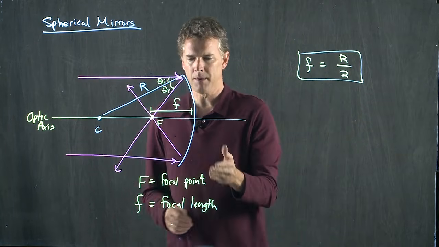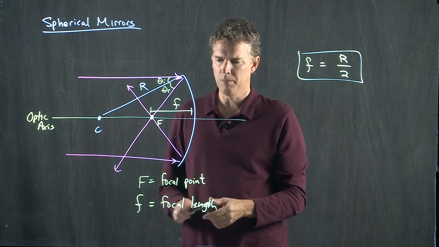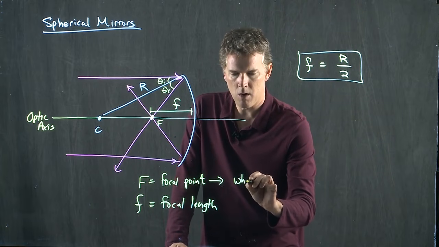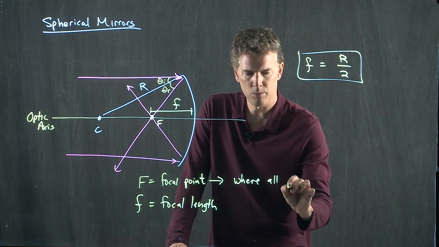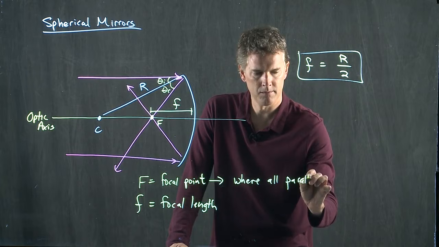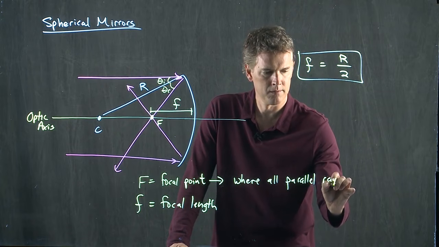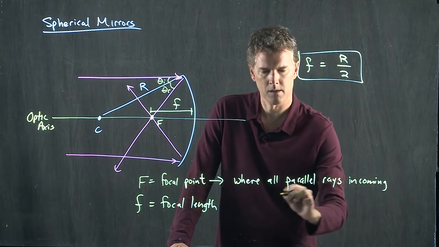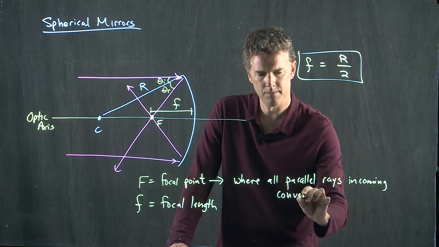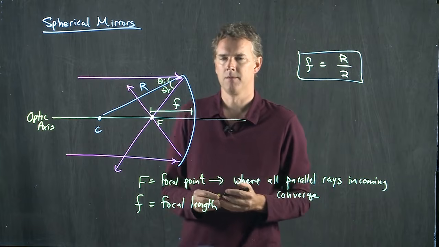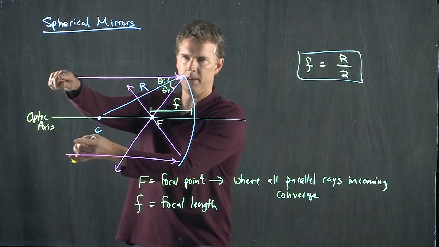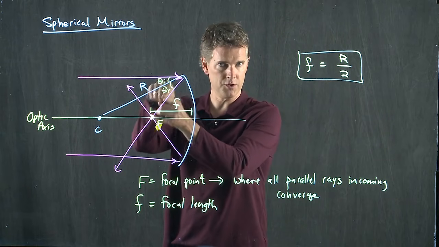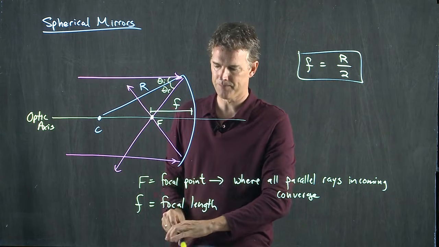So what do we mean by focal point? Focal point means where all parallel rays incoming converge to. All these parallel rays that came in, bounced off the mirror, and they converge right at the focal point.